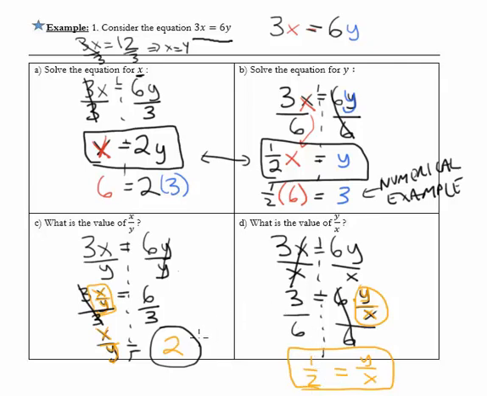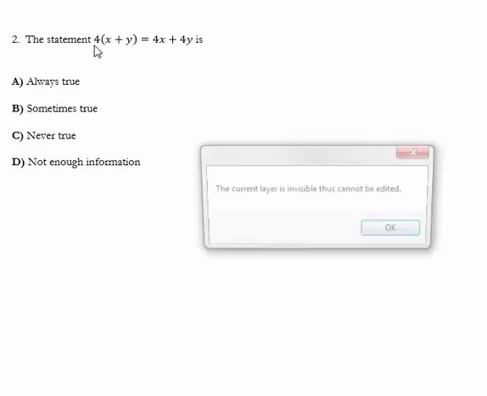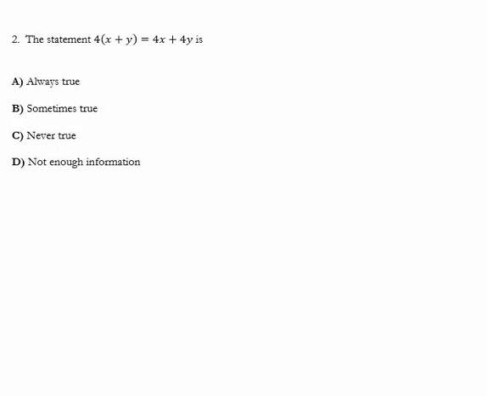Now there are some similarities between these 4 answers. I encourage you to explore them. Okay. Now let's take a look at some of these questions. So we have the statement, and this is now a statement in 2 variables. 4 times the quantity x plus y, right? This is the product of 4 and the quantity x plus y. So this is one thing being multiplied by this whole other thing, equals 4x plus 4y.